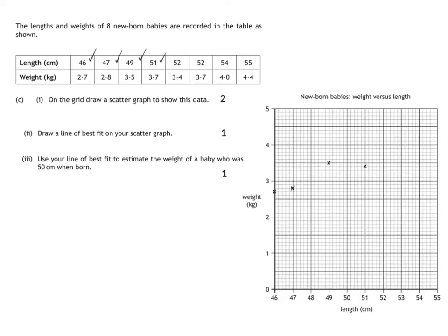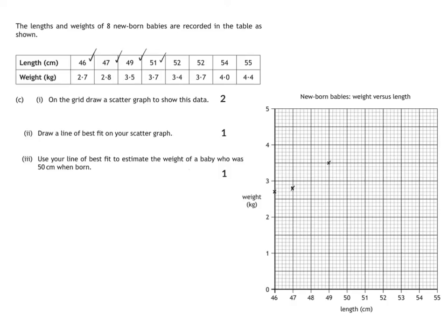52, we have 3.4 again. Oh, I did that wrong there, didn't I? Let's double check that. So here, 51, 3.7. What I did was I read across there. So 51 and 3.4. This is just a good teaching point of making sure you mark and double check what you're doing. So that wasn't correct, so I need to go back in and fix it.